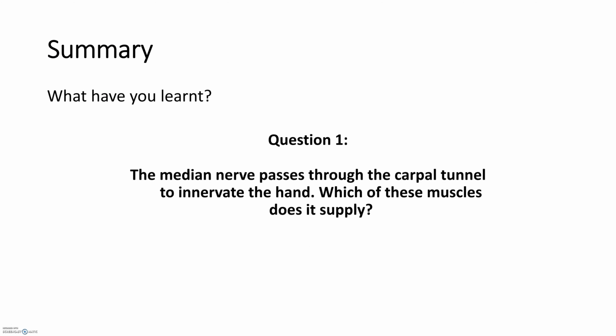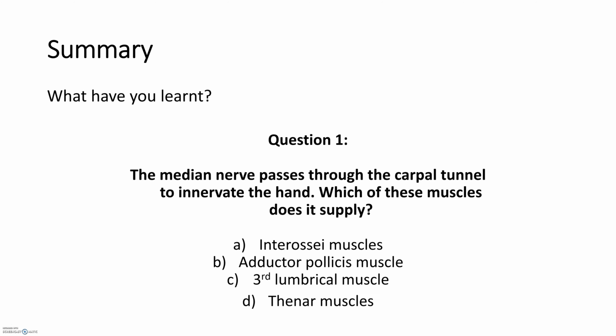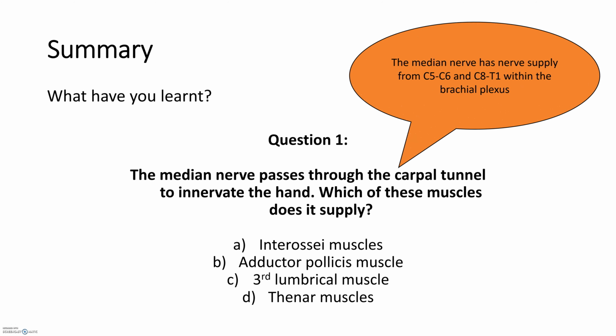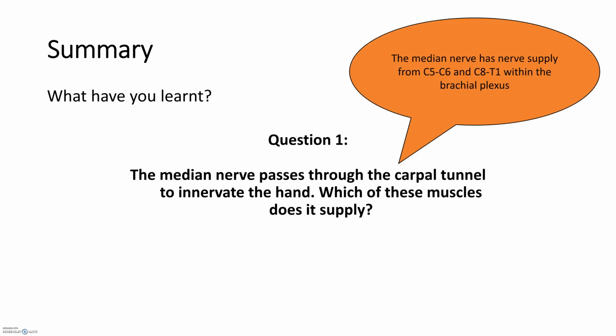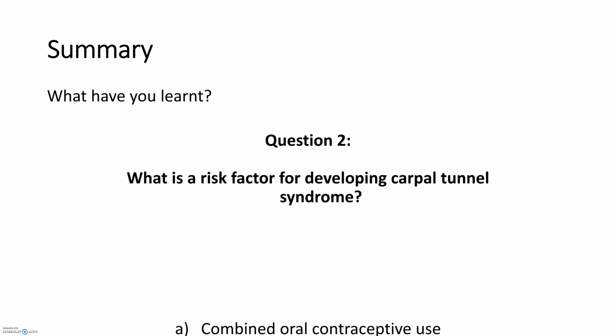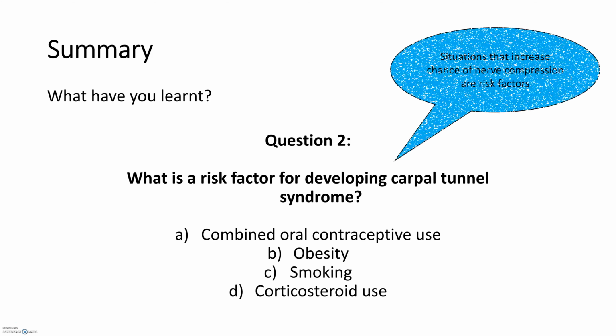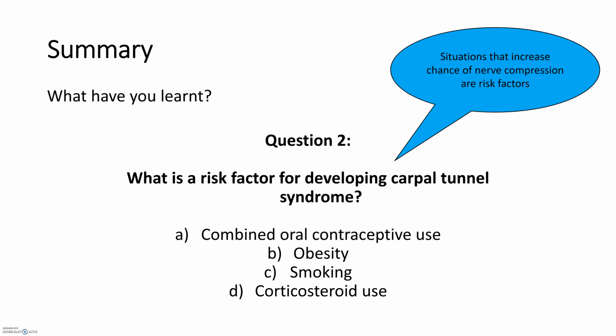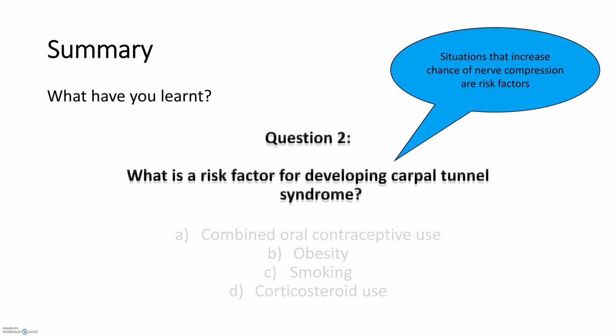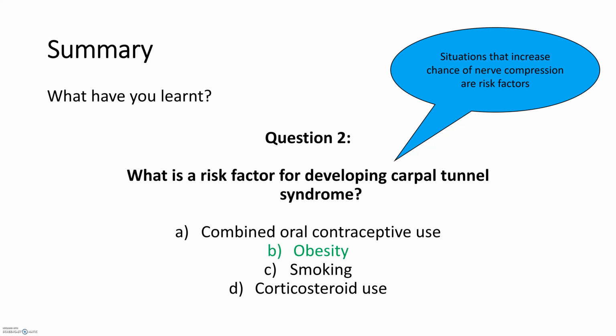Okay, so we're going to reintroduce those questions we had at the beginning to see what you've learned. So there's the first question for you, and these are the 4 muscles. And the answer to this is the thenar muscles. And there's the second question again for you. So which of these is the risk factor for developing carpal tunnel syndrome? So anything that's going to exacerbate the nerve and cause symptoms. So this will be obesity.